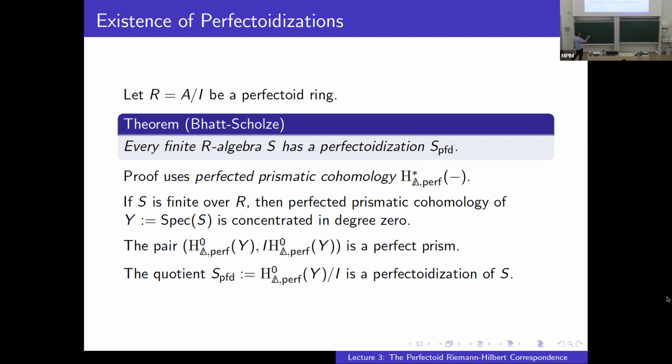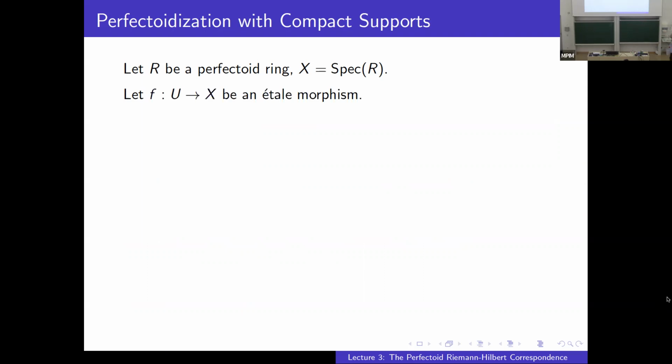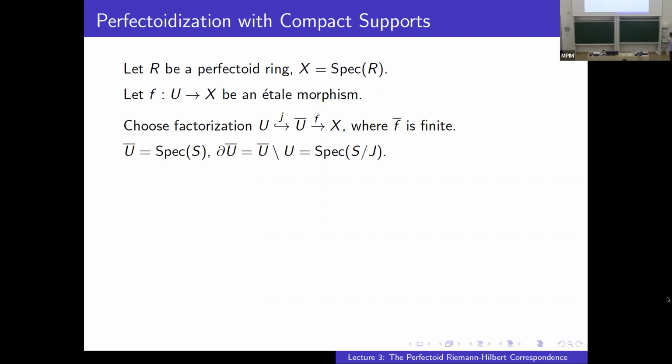Okay, so I want to make use of this. I want to define some notion of perfectoidization with compact supports. So for most of this lecture, R is going to be a perfectoid ring, X is going to be its spectrum. And now let's suppose that I give you a scheme U which is étale over X. As before, it might not be finite étale, but I can compactify it. I can embed U as an open subscheme of some U bar, which is finite over X. So then U bar is the spectrum of a finite R-algebra S.